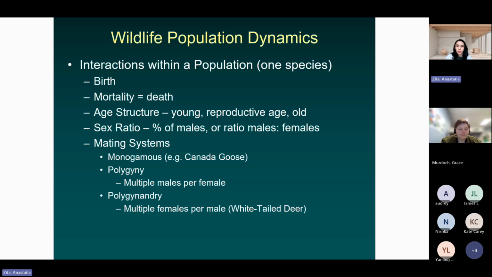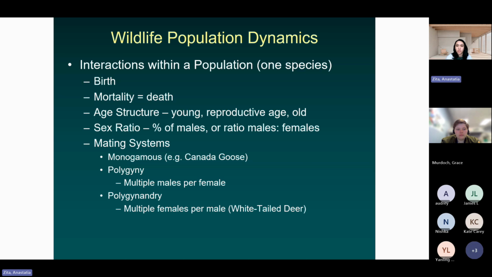Wildlife population dynamics refers to changes in the size and composition of populations over time. Interactions within a population involve a single species and can be influenced by various factors, including birth, mortality, age structure, sex ratio, and mating systems. The birth rate of a species can influence population growth, while mortality can reduce the population size.